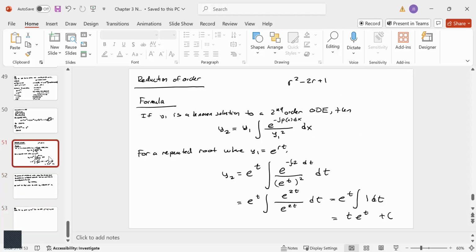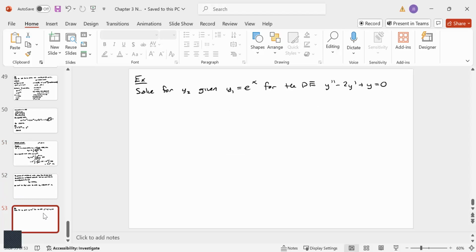So this is how I got this answer, t e to the t plus c. So we're going to do the entire process of it. And this is what the homework does. The homework actually makes you do it step by step. So that's kind of the nice part.